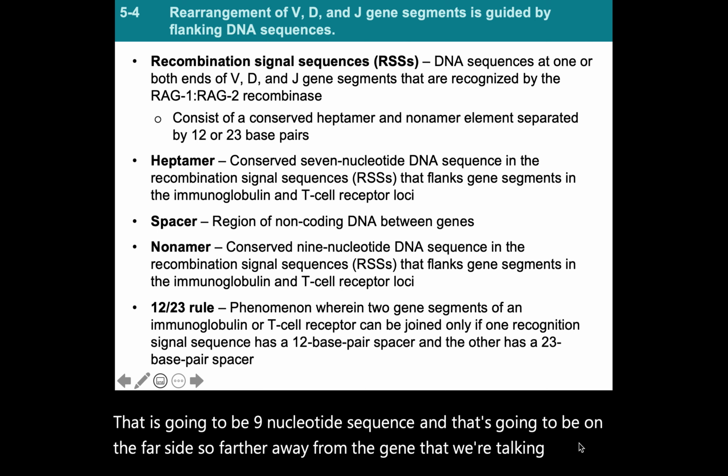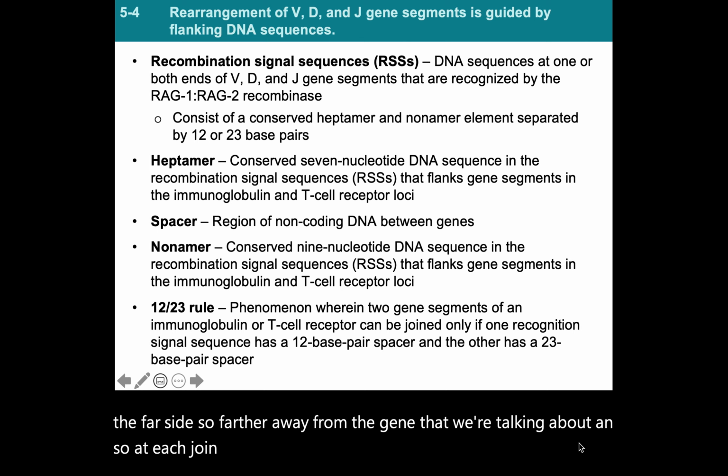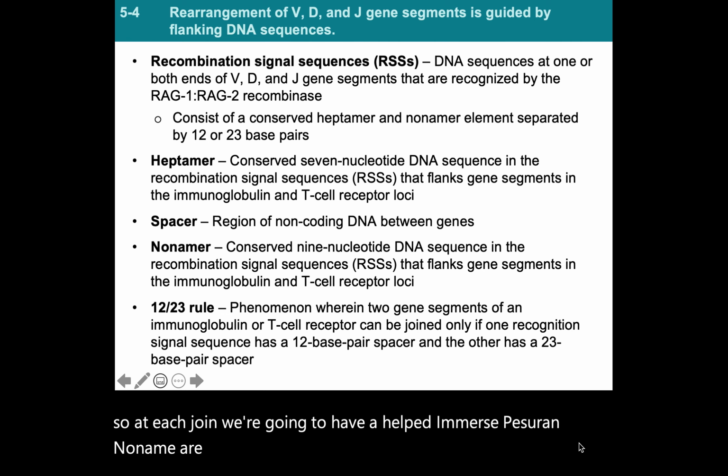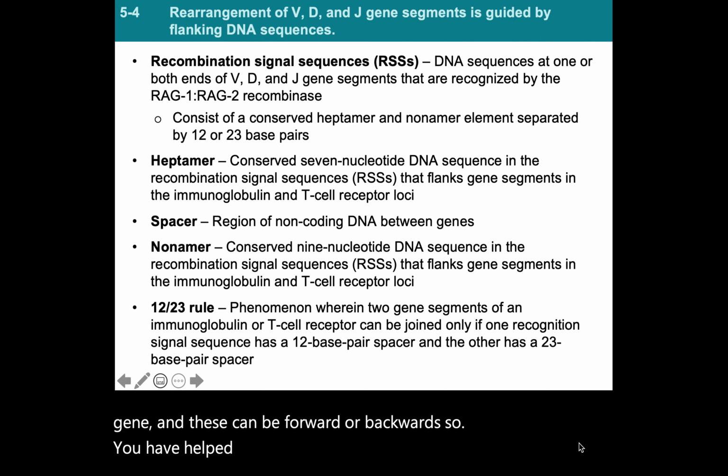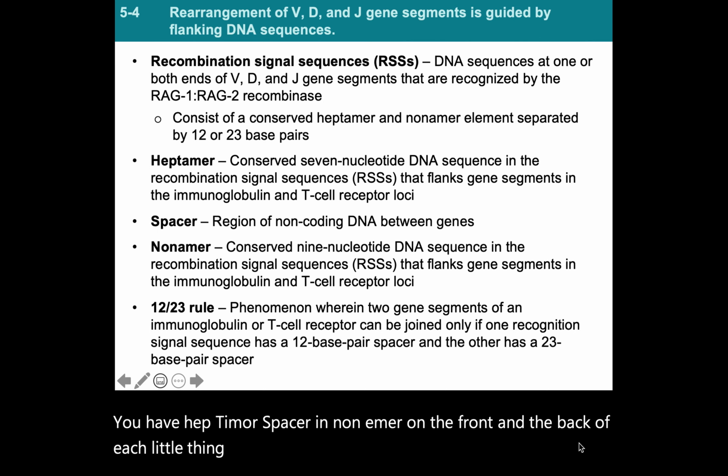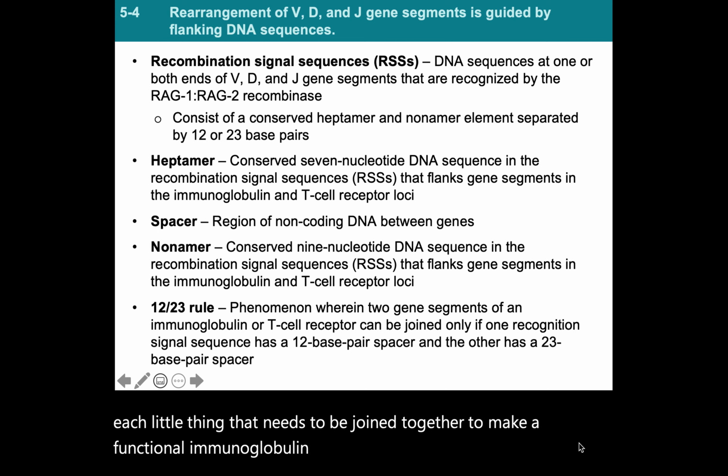And so at each join, we're going to have a heptamer, spacer, and nonomer in that order, with the heptamer being closest to the gene. And these can be forward or backwards. So you'll have heptamer, spacer, and nonomer on the front and the back of each little thing that needs to be joined together to make a functional immunoglobulin or T cell receptor.